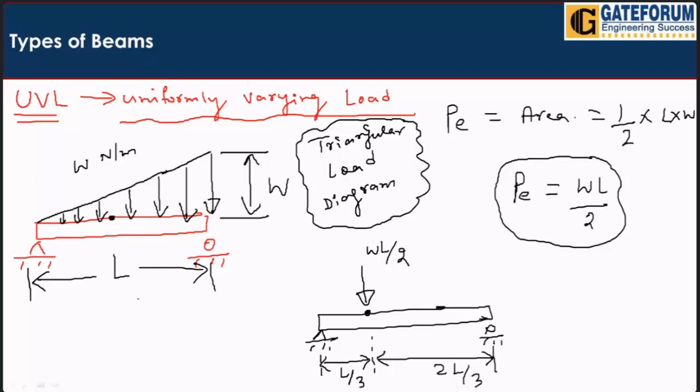So this will be converted to this. I think you understood how we can convert a UDL or UVL to a point load. Definitely I can say you have learned: area and centroid of area. Area is the magnitude of the equivalent point load, and it will act at the centroid of the load diagram. That's it, nothing else. Very simple. Okay.